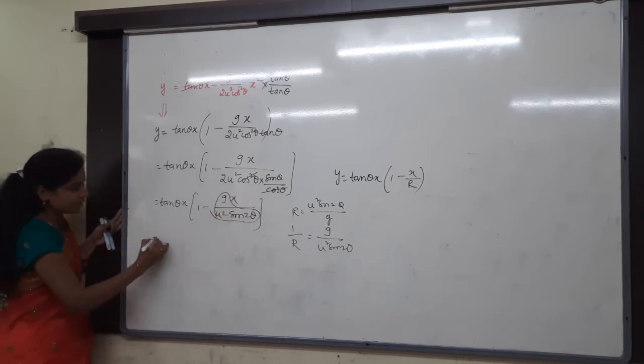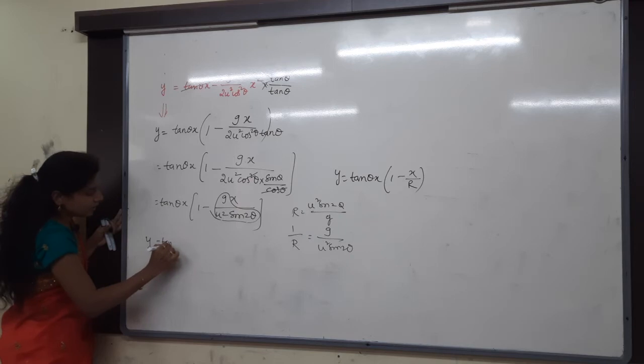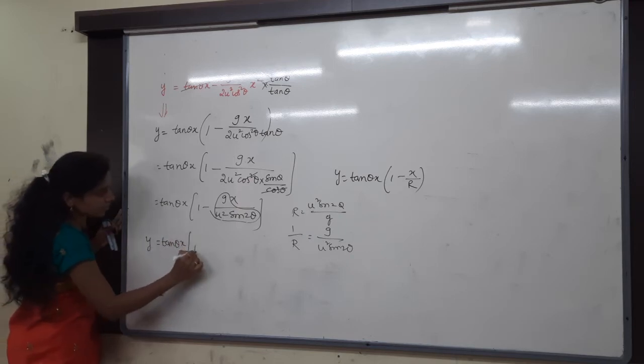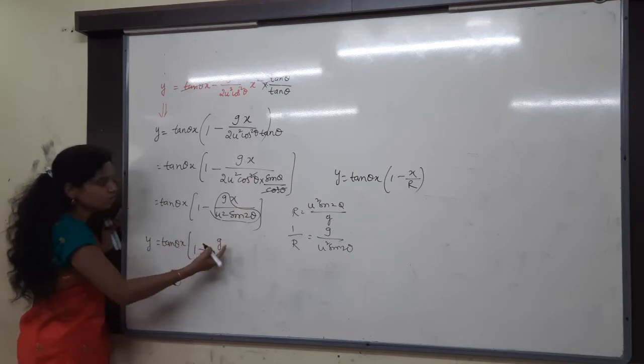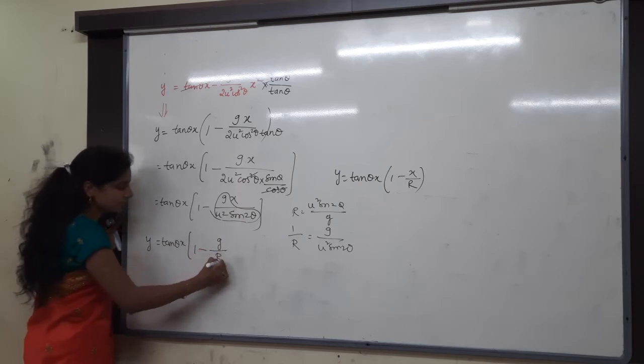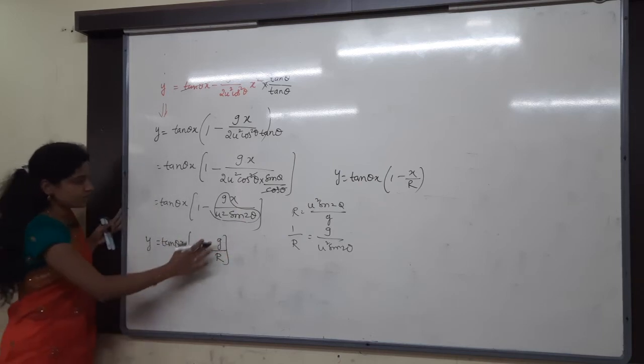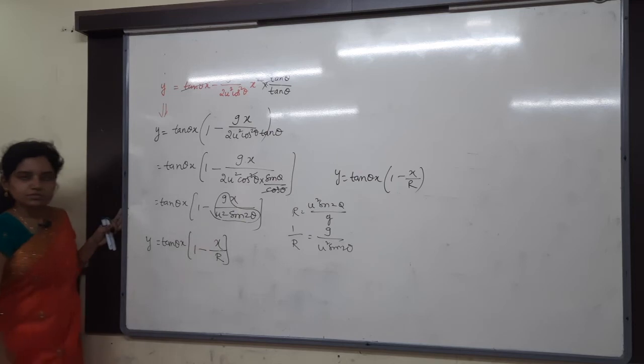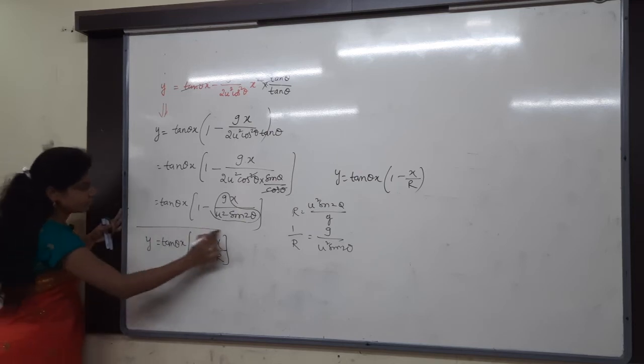Correct? Then this y is equal to tan theta into x times (1 minus g into 1 by r). g into 1 by r is nothing but g by r. I am sorry, x by r. X divided by r. This is the y value.